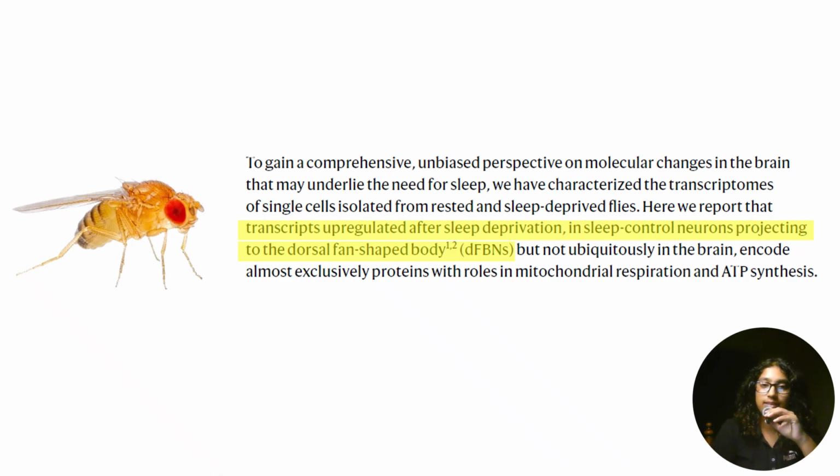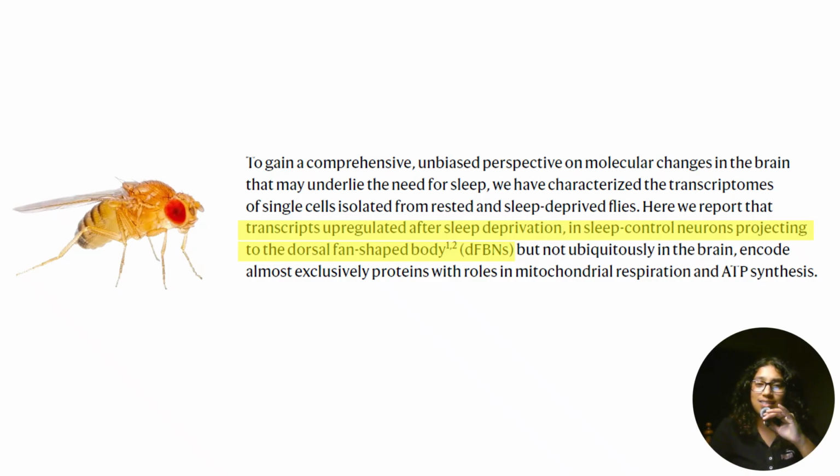So it showed that DFBNs, which are the dorsal fan-shaped bodies, are responsible for sleep homeostasis, regulating sleep in Drosophila. And it's a simple thing, one organ taking care of the process of sleep. But in mammals, it's very complex. Not a single part of the brain is responsible for sleep. It's a very long list, but it's mostly the hypothalamus, thalamus, and the brain stem, and almost 10 more different centers that work together to build up the sleep pressure.